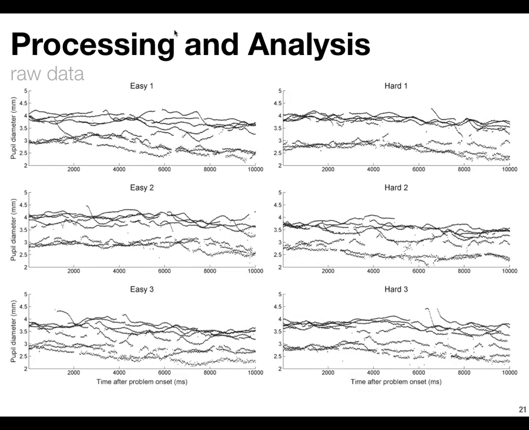This is what the raw pupillometry data looks like. Each line reflects an individual subject. This is for the 3 easy conditions. This is for the 3 difficult conditions. What we have here is time on this axis, and on the vertical axis, the change in pupil diameter. Now, Tobii actually converts this to millimeters for you. Some systems don't do that. Some systems will only give you it in arbitrary units. For example, the iLink upstairs will only give you it in arbitrary units.